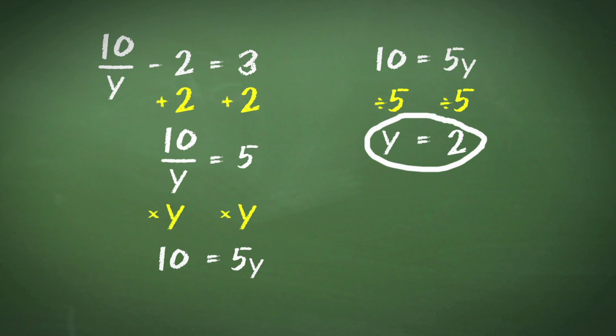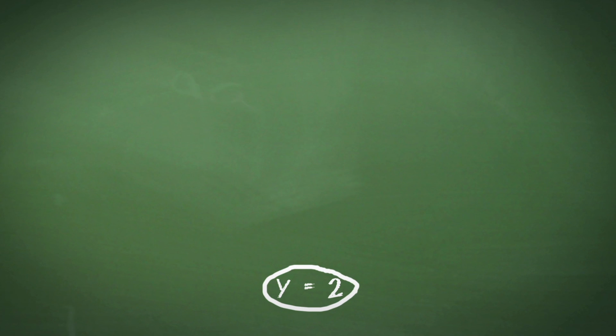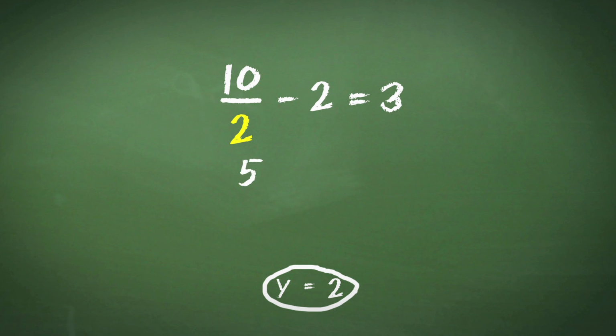And don't forget, with algebra, we can always check our answer by going back to the question and substituting y for our answer. In this case, if we plug the 2 into 10 over y minus 2 equals 3, we get 10 over 2 minus 2 equals 3, or 5 minus 2 equals 3, and so we know we have the right answer.